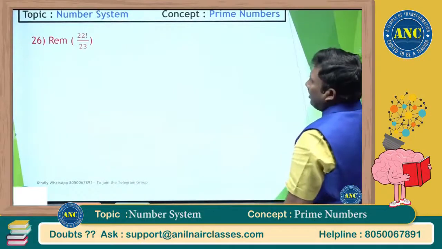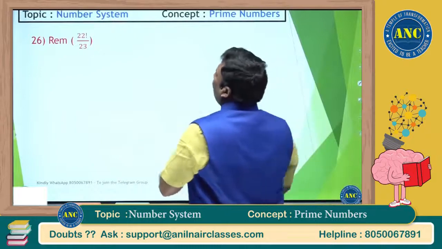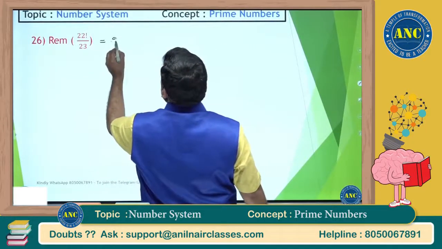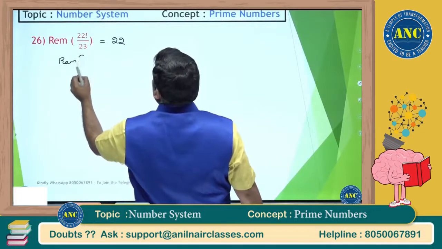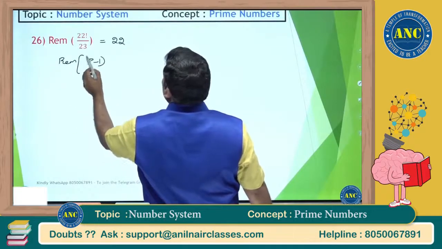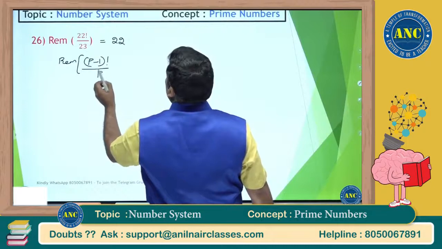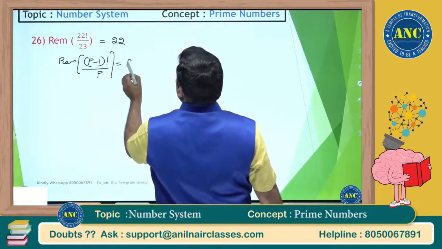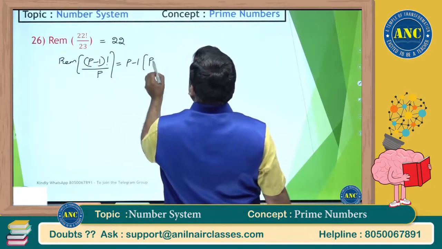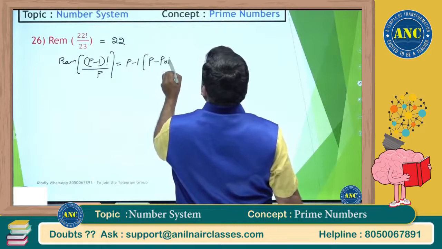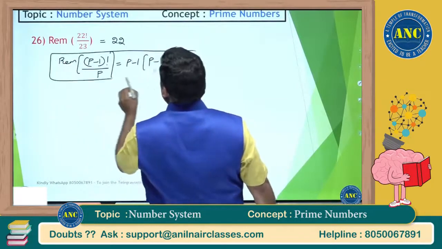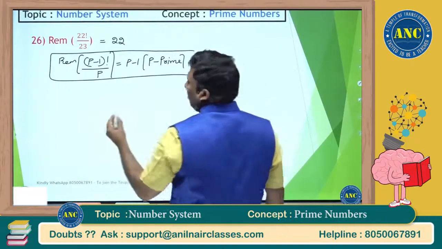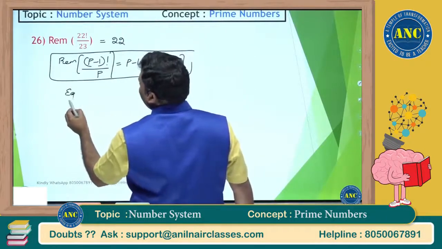I hope the idea is clear. 22 factorial by 23 is 22. The concept is (p minus 1) factorial divided by p is p minus 1 when p is prime. We can do this; suppose the question is like this.